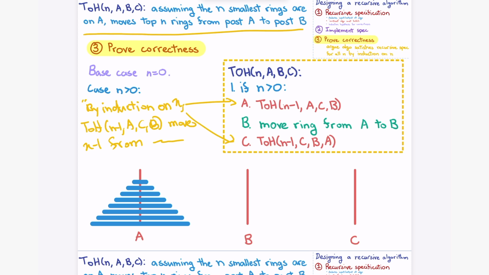I didn't write it out, but the first sentence would have been: we will prove by induction that TOH n, A, B, C will, assuming the n smallest rings are on A, move the top n rings from post A to post B. So just establish what the inductive hypothesis is, and if you get the recursive spec right, it's the same thing. There's not a big gap between the recursive spec and the inductive hypothesis.